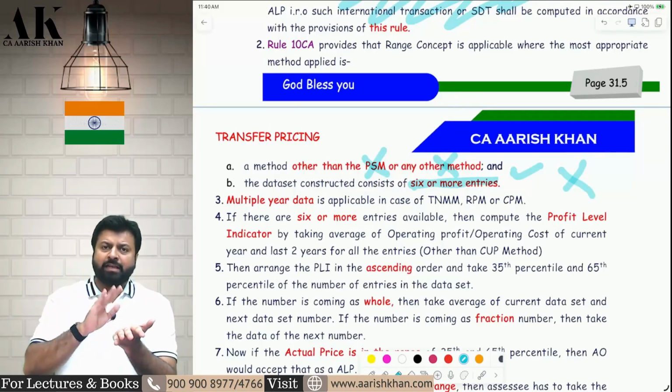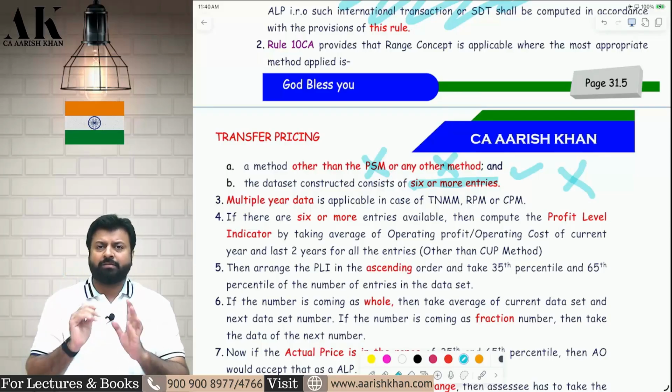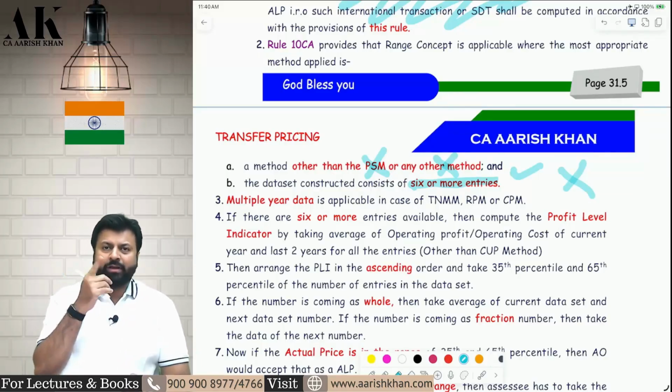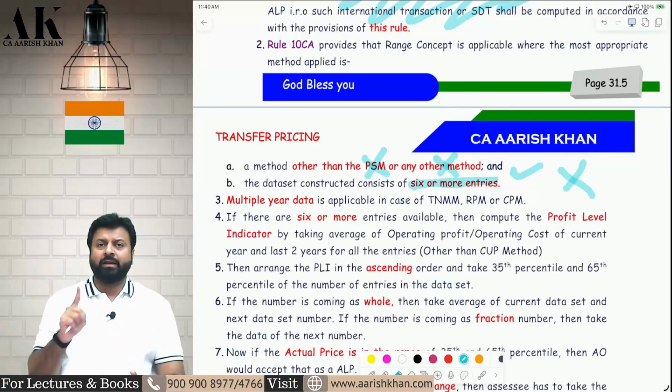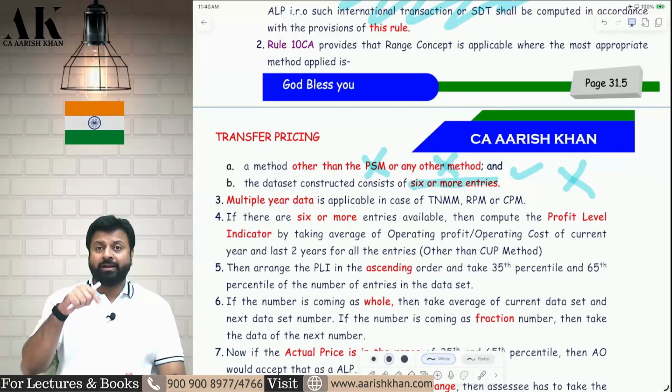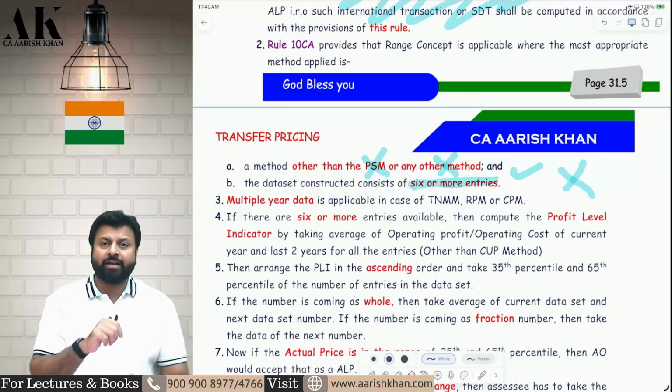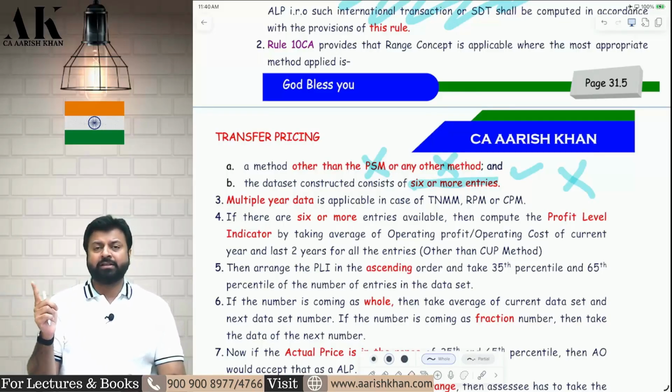So the CUP method, resale price method, cost plus method, and transaction net margin method. In this also, for the CUP method, you have to take only current year data from the market. But for the rest of the 3 methods, you have to take current year data and last 2 years data and average it.